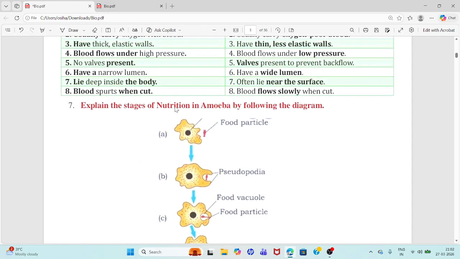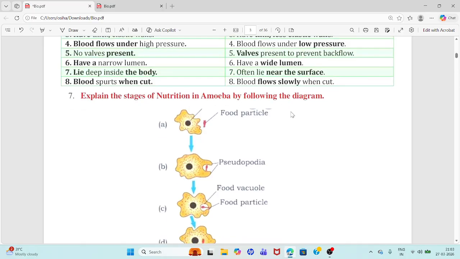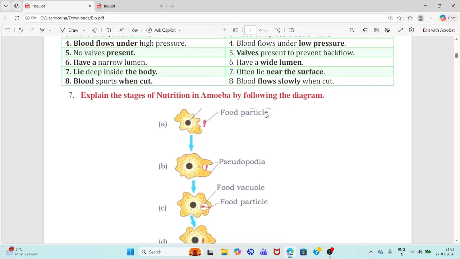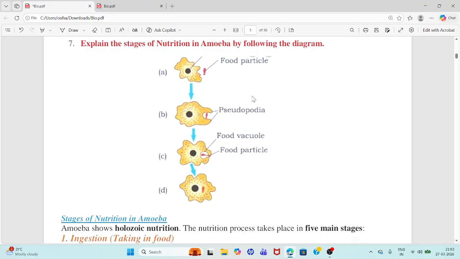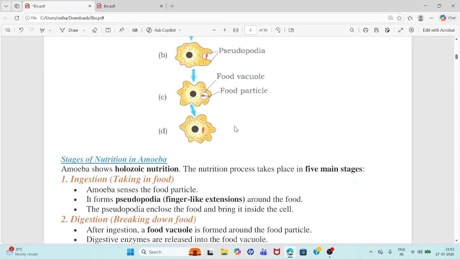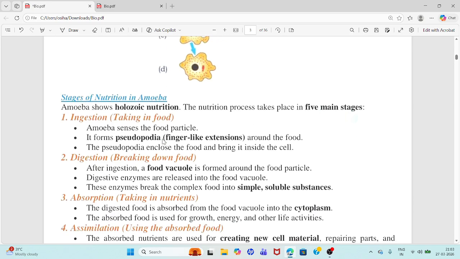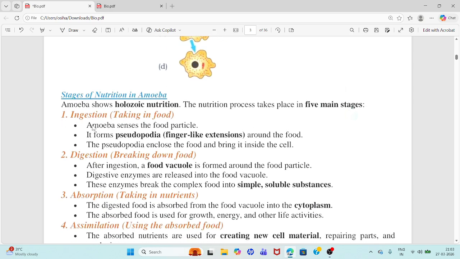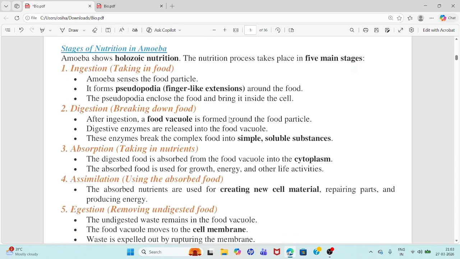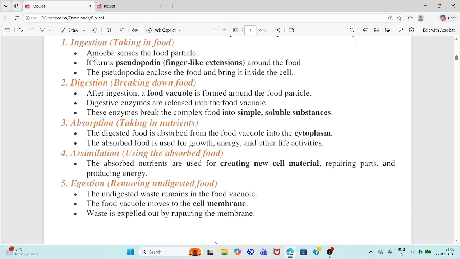Seventh question. Explain the stages of nutrition in amoeba using the following diagram. You can see this diagram, and from this you have to write. First see the stages. Amoeba shows holozoic nutrition. The nutrition process takes place in five main stages. You can see the five main stages.